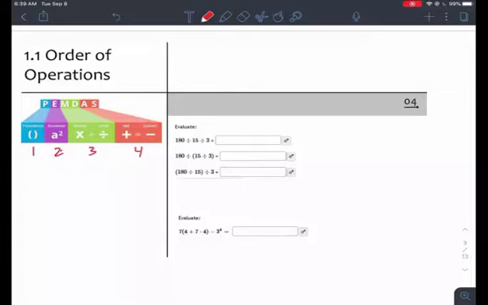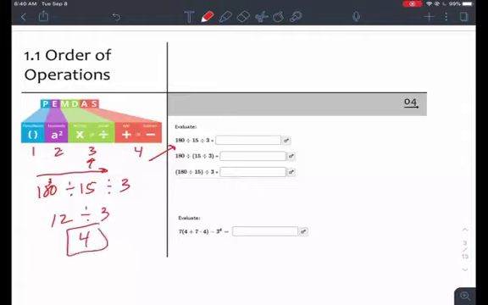So when you look at a value like this, 180 divided by 15 divided by 3, since division has the same priority, what you would do is move from left to right. So 180 divided by 15 first. 15 goes into 18 once with 3 remaining. 15 goes into 30 twice. And then 12 divided by 3 gives you 4. And so that would be your answer here.